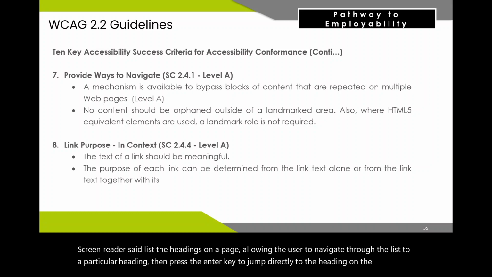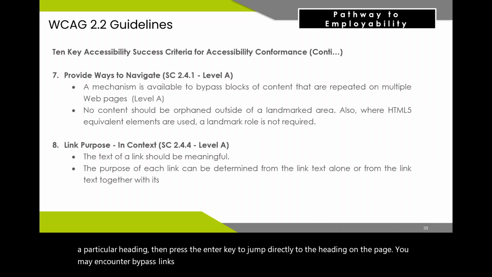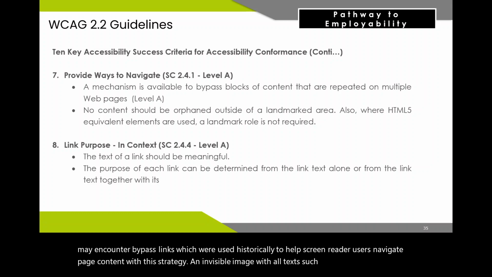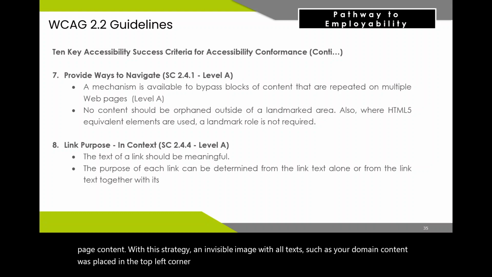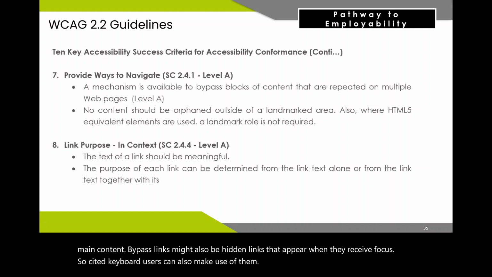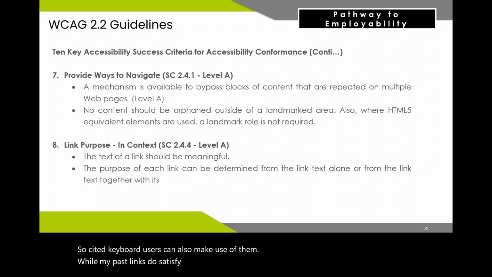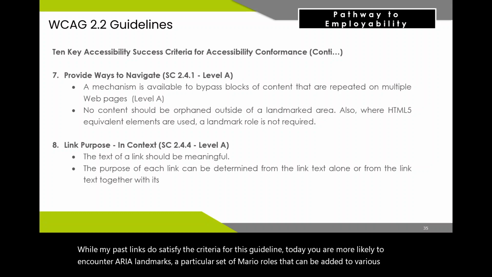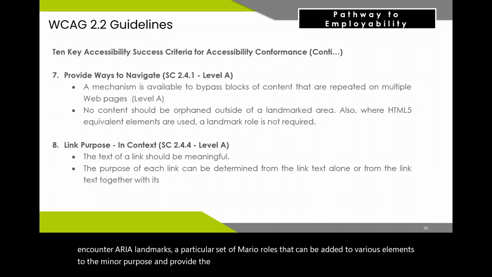You may encounter bypass links, which were used historically to help screen reader users navigate page content. With this strategy, an invisible image with alt text such as Jump to Main Content was placed in the top left corner of a page and linked to an anchor at the beginning of the main content. Bypass links might also be hidden links that appear when they receive focus, so sighted keyboard users can also make use of them. While bypass links do satisfy the criteria for this guideline, today you are more likely to encounter ARIA landmarks, a particular set of ARIA roles that can be added to various elements to define their purpose, and provide the ability to jump to different regions of the page.